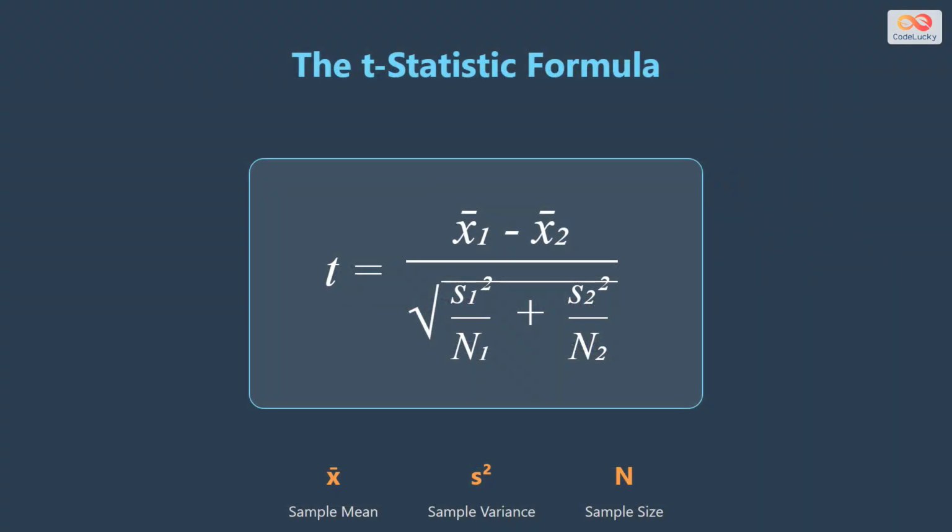Here is the formula for the t-statistic in Welch's test. Notice the denominator. Instead of using a pooled variance like the standard test, it treats the variance and sample size of each group separately. We take the variance of group 1 divided by its size, plus the variance of group 2 divided by its size, and then take the square root.